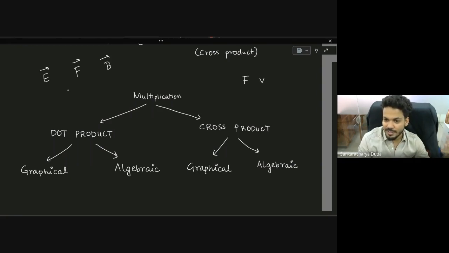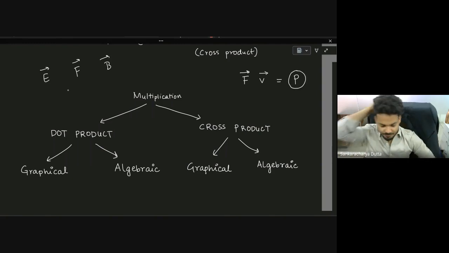If you do, it gives us a physical quantity that has sense to it. Like when you multiply force into velocity, you get power, which is a real quantity that you can measure. But when you notice this, you understand, okay, I have a vector quantity getting multiplied by another vector quantity, and the result is supposed to be a scalar quantity.